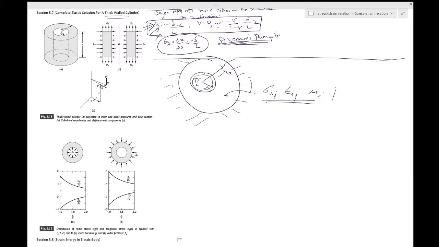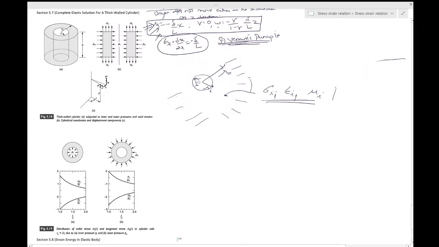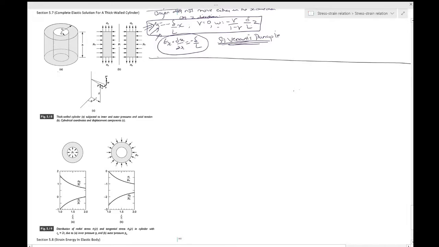Now, let's consider a cylinder with inner radius. Consider this thick-walled cylinder, and it has an inner radius of Ri and an outer radius of Ro, which is shown in this figure. We shall determine the distribution of stress within the cylinder when it is subjected to external loadings indicated in figure 5.18b. So the loadings over here are like this.